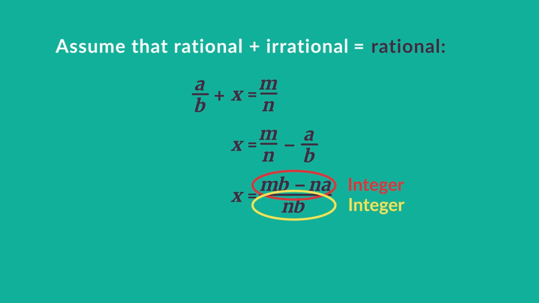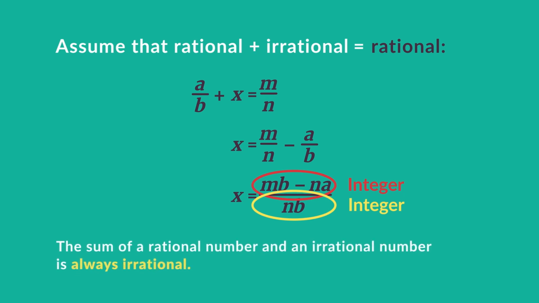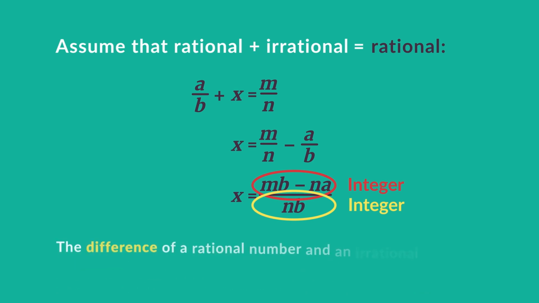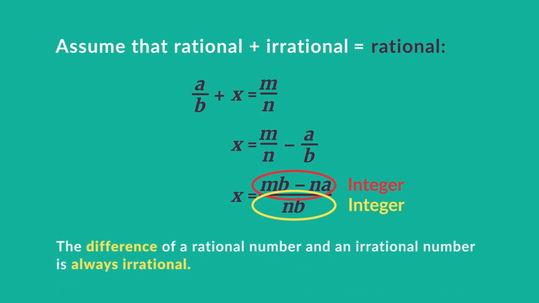Which means x cannot be an irrational number after all. It can be written as the ratio of two integers, which is the definition of a rational number. So we've contradicted our original assumption and can conclude the sum of a rational number and an irrational number is always irrational. We've used a proof by contradiction to show this result. We can work in exactly the same way to prove that the difference of a rational number and an irrational number is also always irrational.